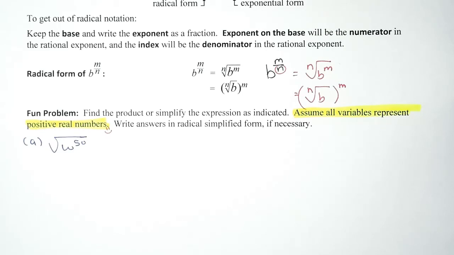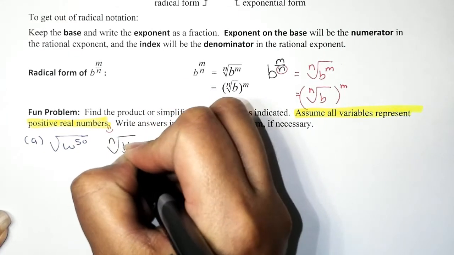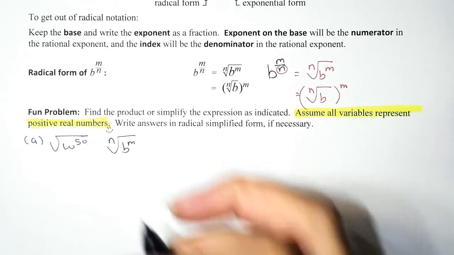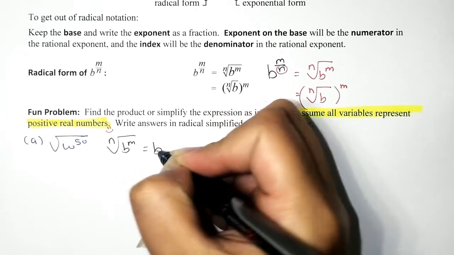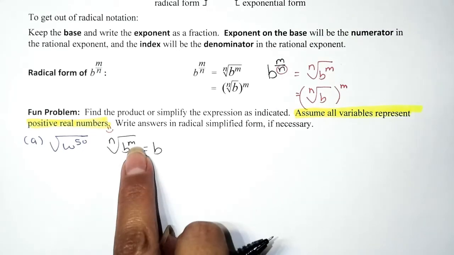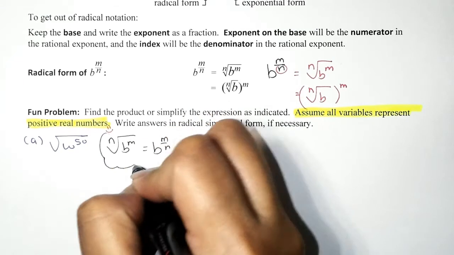Okay, so again, memorize what you have to, digest as much as you can. Let's go ahead and use that rule to get this into exponential form. Let me remind ourselves: if we have the nth root of b to the m, how can I get out of the radical, or put it into exponential form? We start with the base and write the exponent as a fraction. It's going to be current exponent divided by the index.